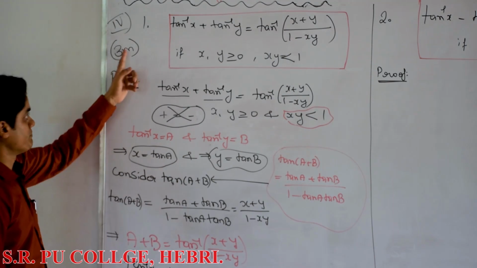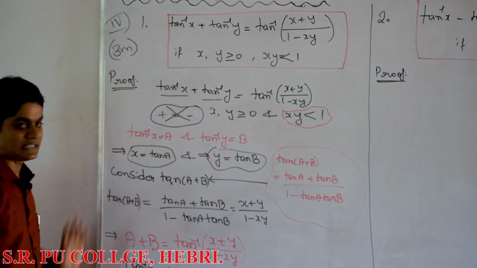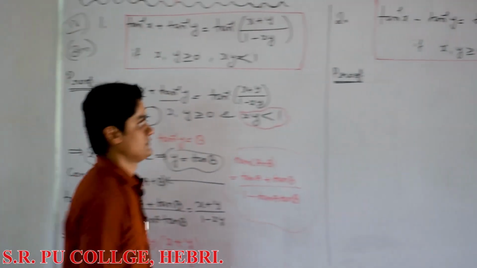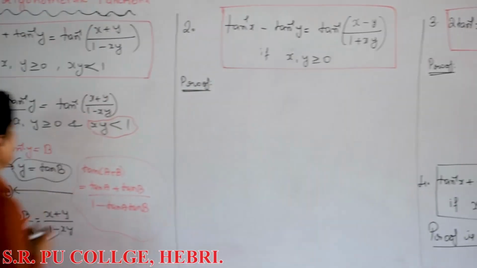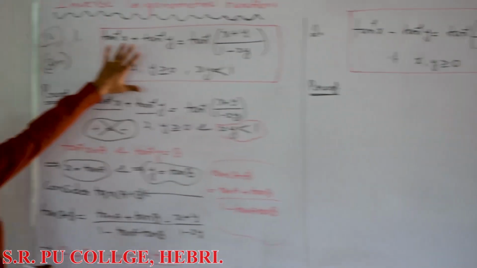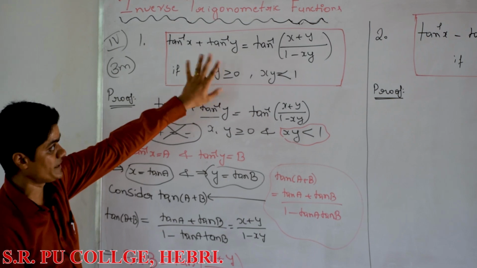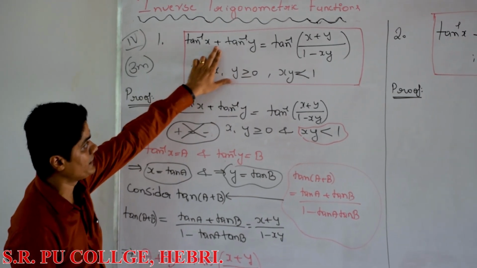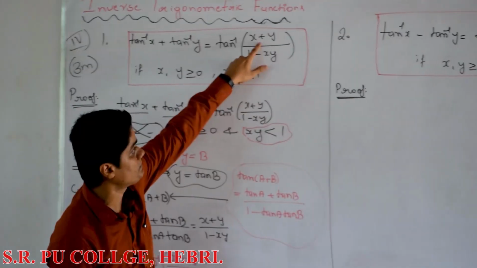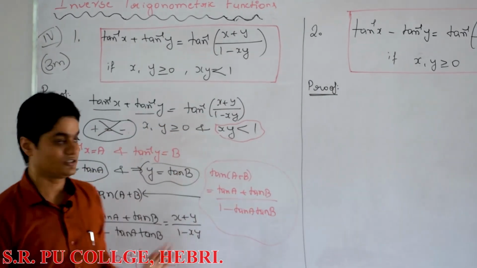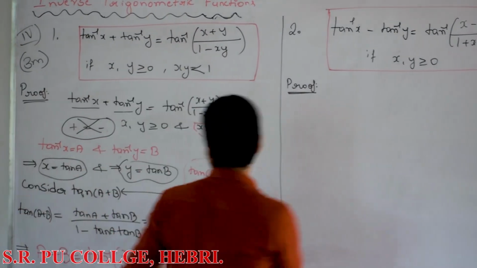And the proof, as I told, is important for 3 marks. So the proof is as follows. I hope you understood. Yes. The next one is again almost the same as the first one. You can observe the statement is almost the same. Only this plus becomes minus. So because of this, this plus becomes minus, this minus becomes plus. So it is easy to understand, just like this.